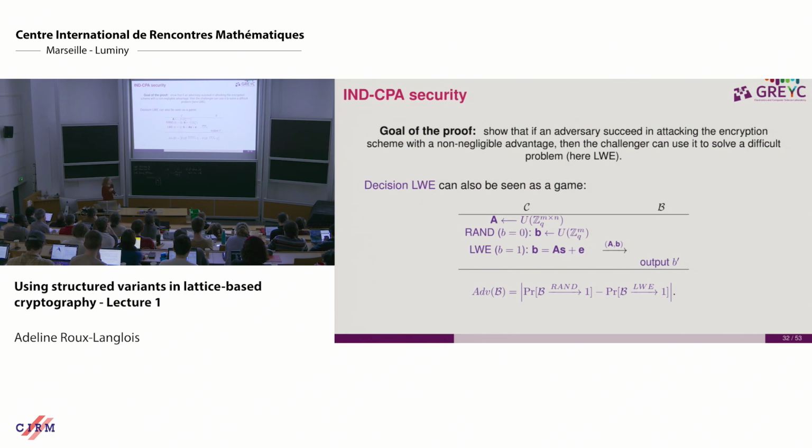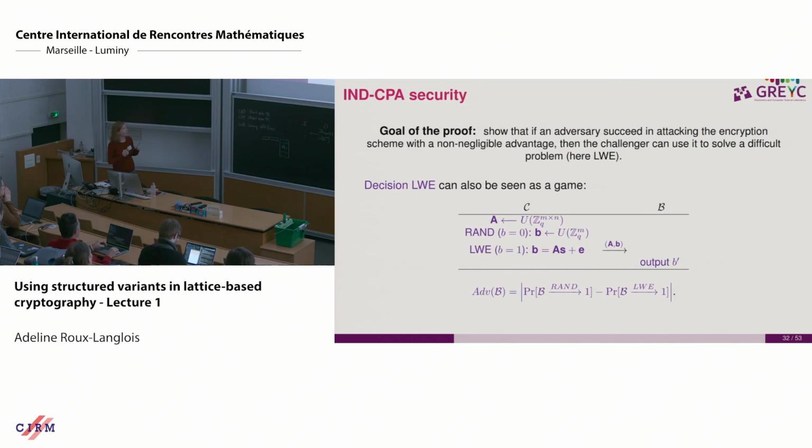Now, the goal of the security proof is to show that if you have an adversary which succeeds in attacking your encryption scheme with a non-negligible advantage, then you can use the answer of the adversary to solve a difficult problem. Here, we will show that if we have an adversary that can attack the Regev encryption scheme with a non-negligible advantage, then you can use it to solve LWE.